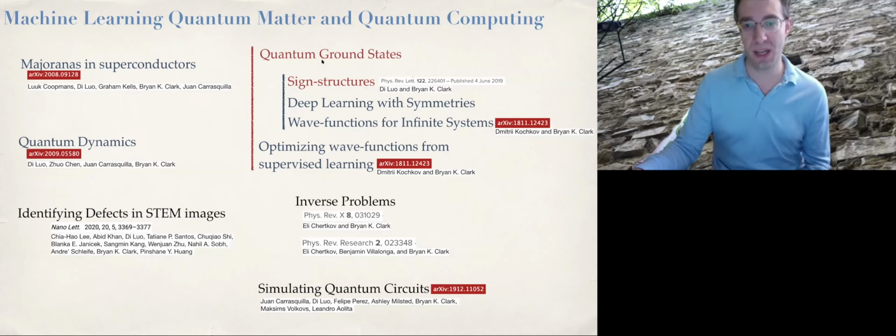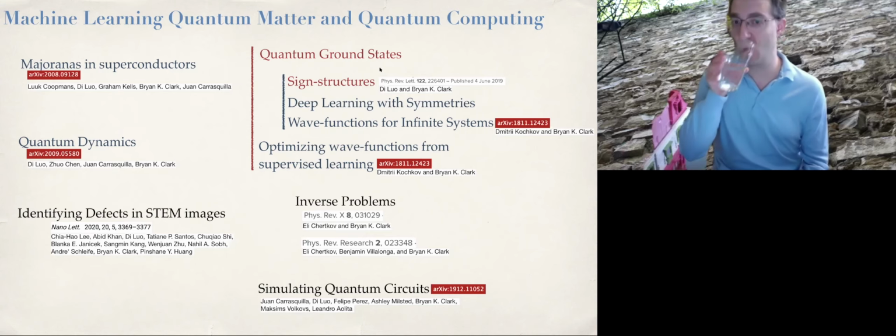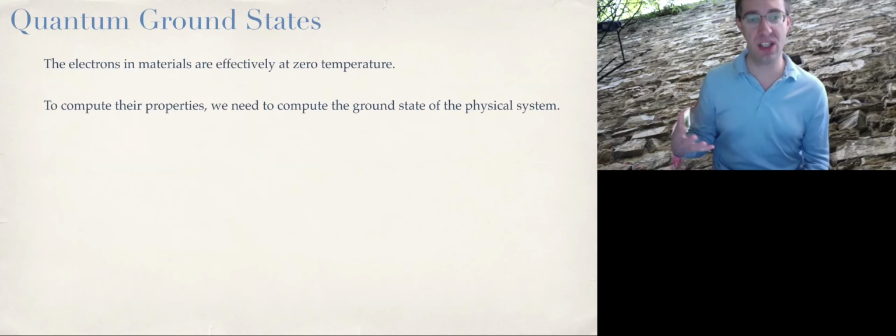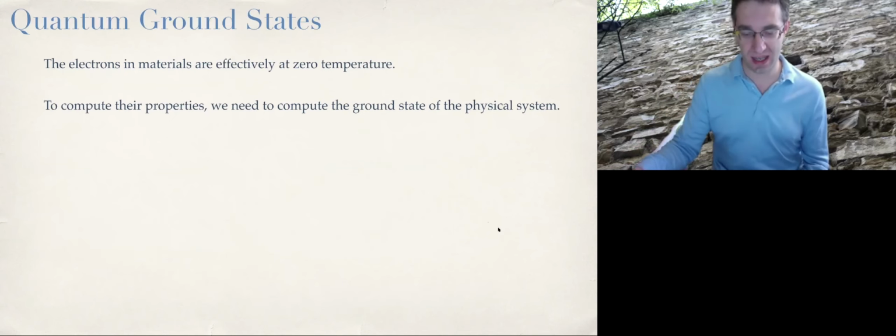One thing that I want to spend a lot of time talking about is this work on quantum ground states. Quantum ground states, in general, is the following. The world around us, we have lots of materials. Those materials have electrons in them. And the electrons in materials are effectively at zero temperature for all intents and purposes. So if you want to understand a property of a material, then really what you want to do is get the ground state of that quantum system. I'll tell you mathematically what that means in a minute.